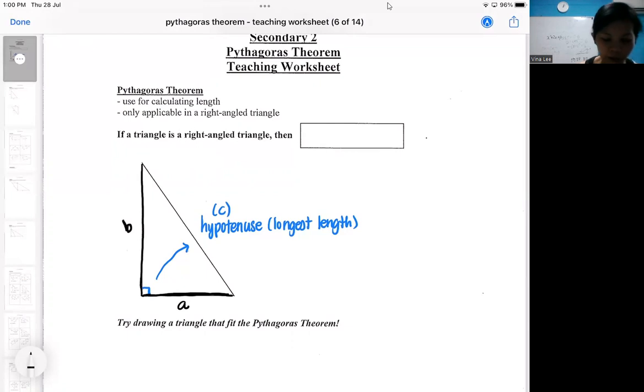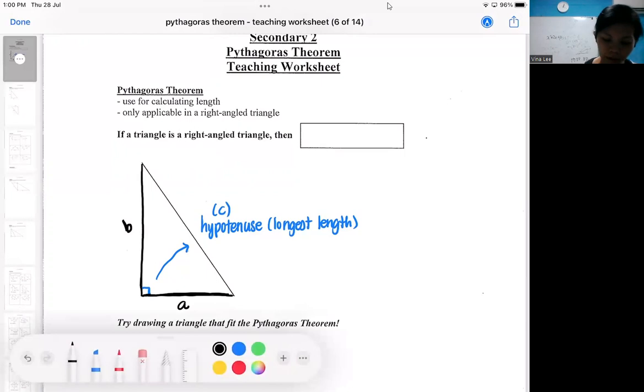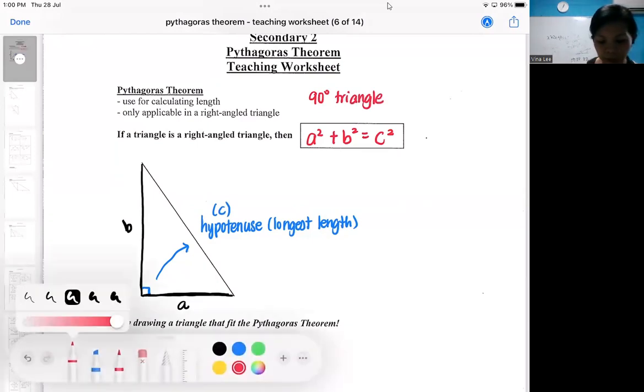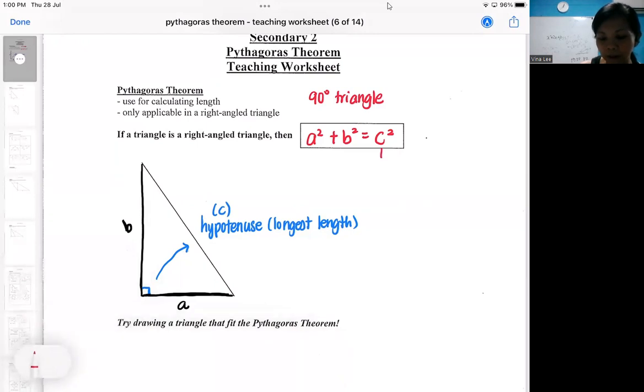It doesn't matter where your A and B are. Your A and B have to be the other two lengths, not the longest length. C has to be the longest length. From here, the formula will just be A squared plus B squared equals C squared. Because it's a 90 degree triangle, this rule is formulated, for you to find the length of any missing length in a right angle triangle.